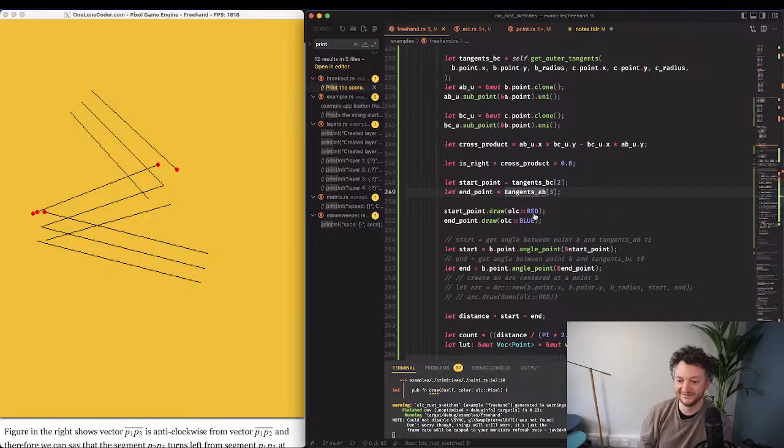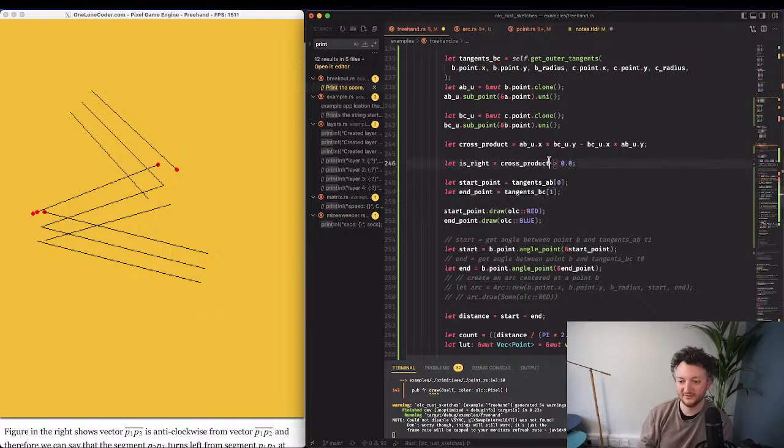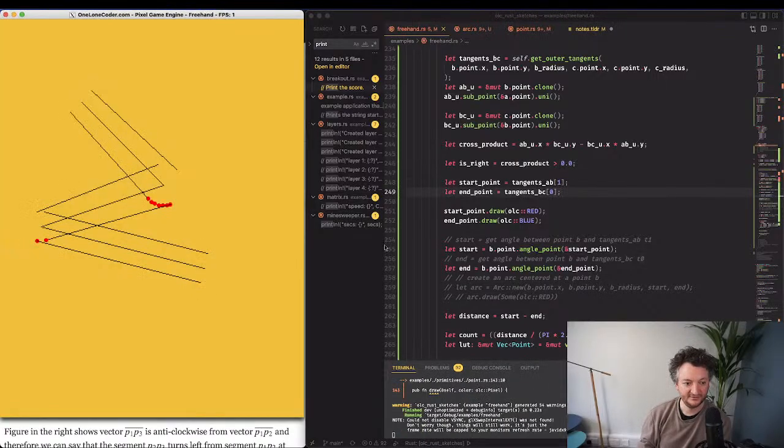Well, what the hell? Hold on. Oh yeah, wait. This should be AB. Should be BC. Oh, AB1, BC0. Sorry guys, this is killing me. Okay, so this is not right right now.